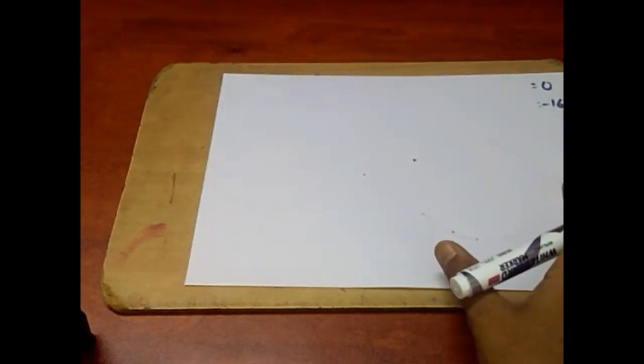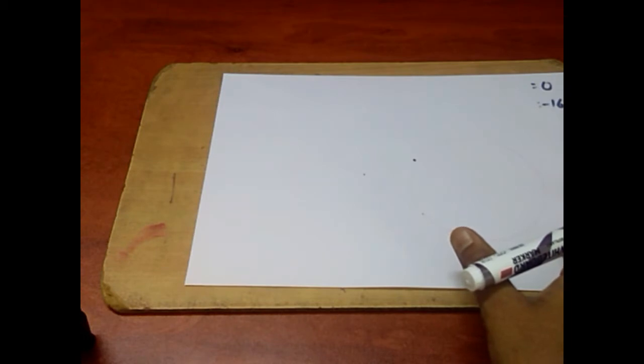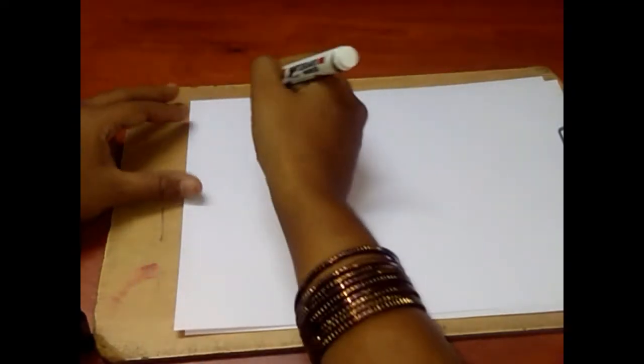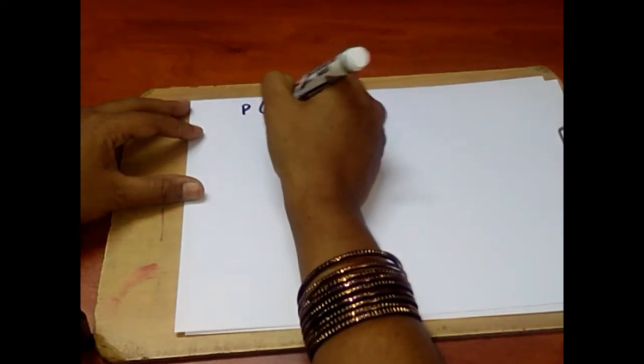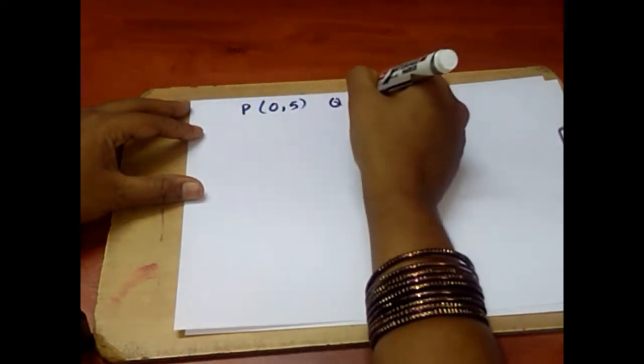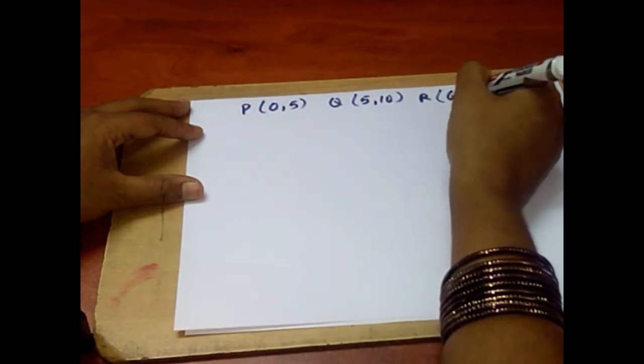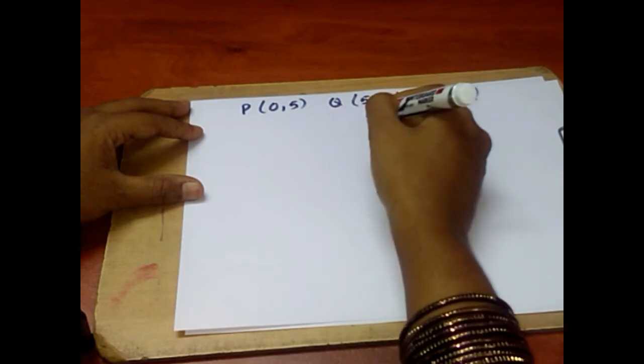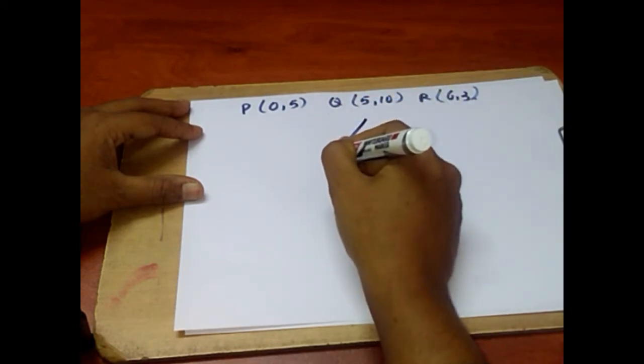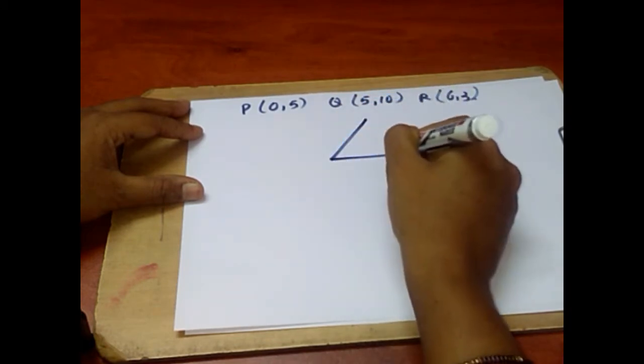In question number 11, it is said that show that point P 0 comma 5, Q 5 comma 10, R 6 comma 3 are the vertices of an isosceles triangle. Note down children, different type of problem. Point P is given as 0 comma 5, point Q is given as 5 comma 10, point R is given as 6 comma 3. So these are the 3 points, they are the vertices of a triangle.